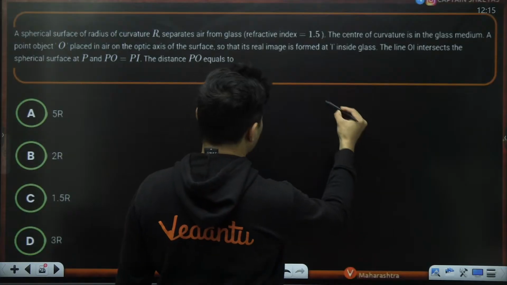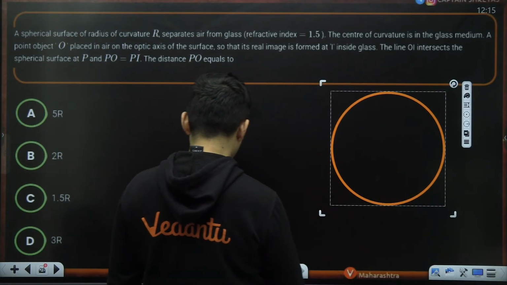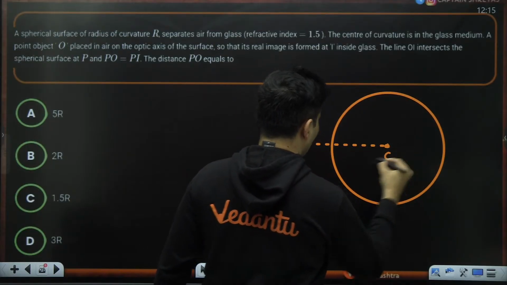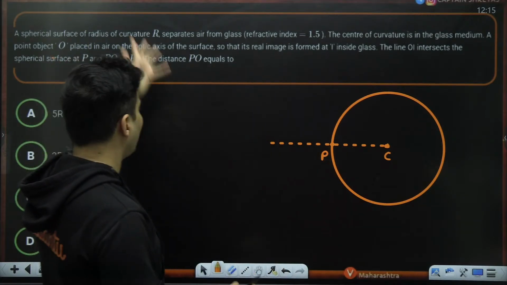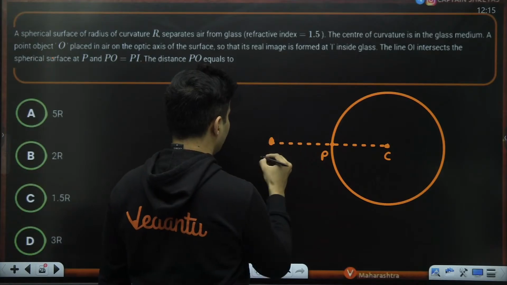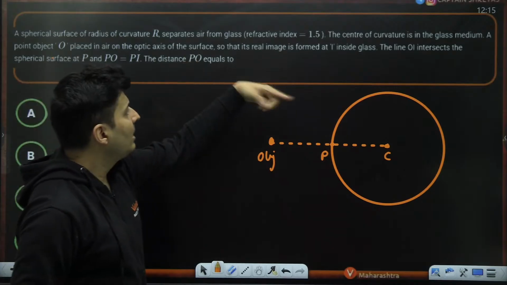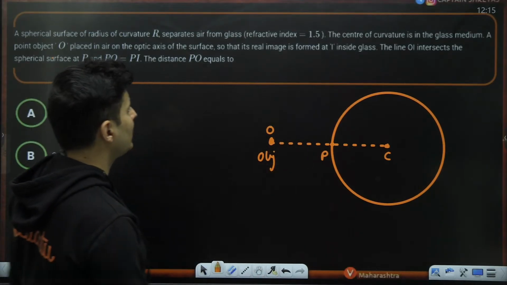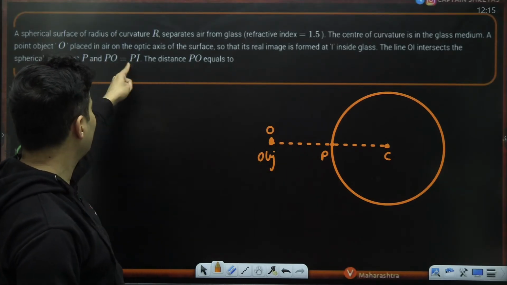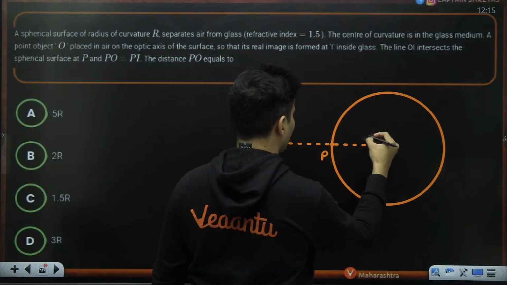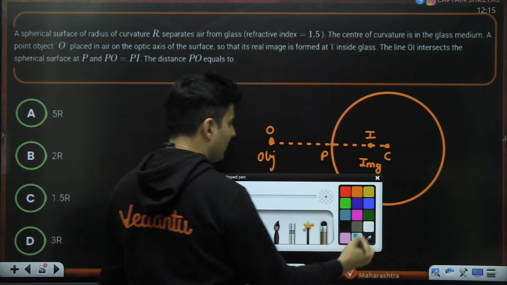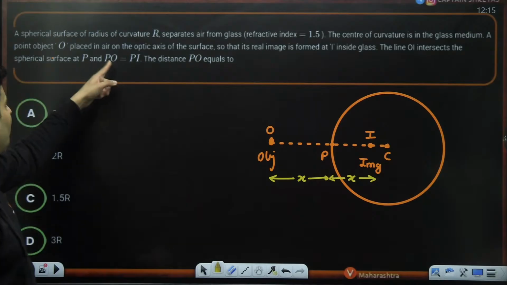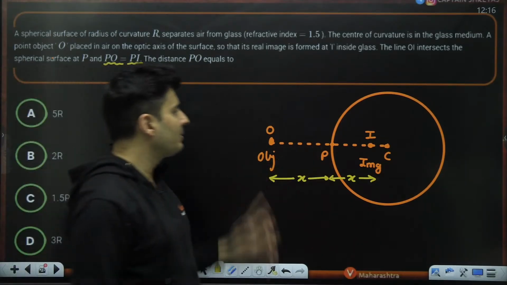Okay. So let's imagine a spherical surface like this. Let's also draw the optical axis like this. So this is your center of curvature. This is your pole, of course. The object O is placed in air. So this is my object. So the object is in air. The real image is formed inside the glass. The line OI. So this is O and I. What is I? Wherever the image is. Intersects the surface at P. PO is equal to PI. So whatever is the object distance is the image distance. So if this is I, where the image is, as per the given question, if this is x, even this is x, as per the question, PO is equal to PI. So what this PO distance is, is the question.